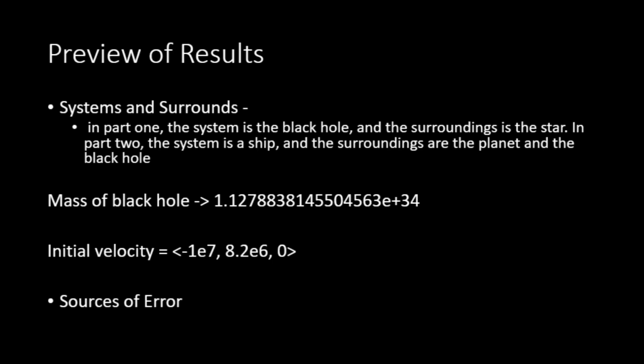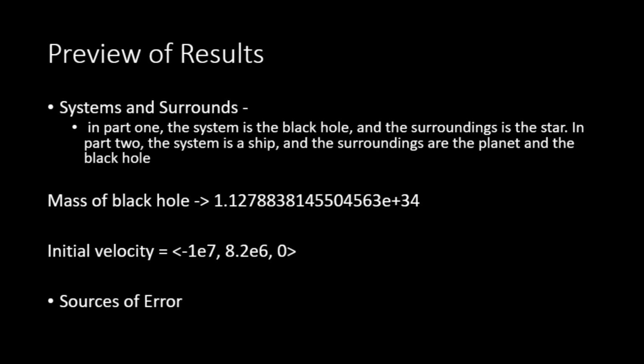For part 1, our system is a black hole and the surroundings is the star orbiting it. In part 2 of the lab, the spaceship is our system and the planet and the black hole act as our surroundings. As explained previously, we find the mass of the black hole to be this number here, and the initial velocity I found is here.